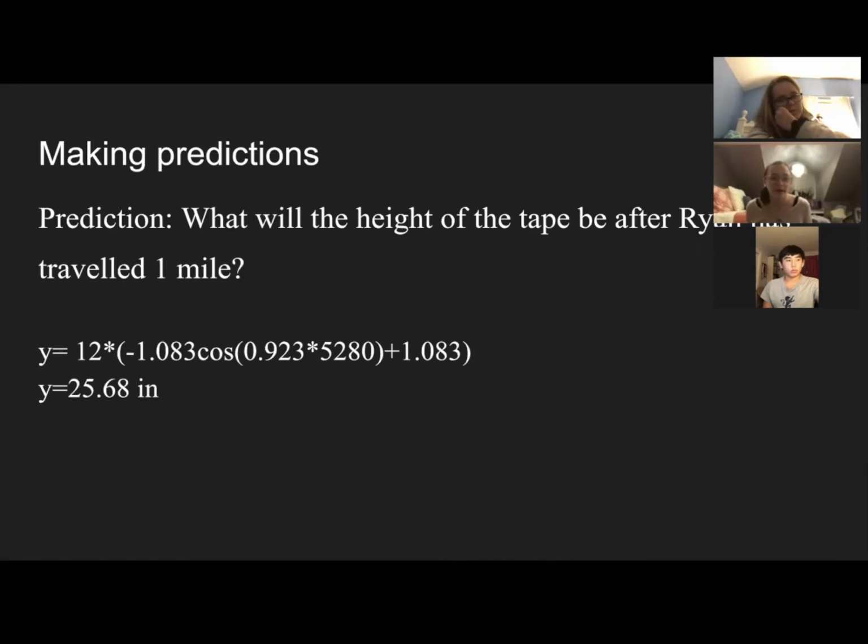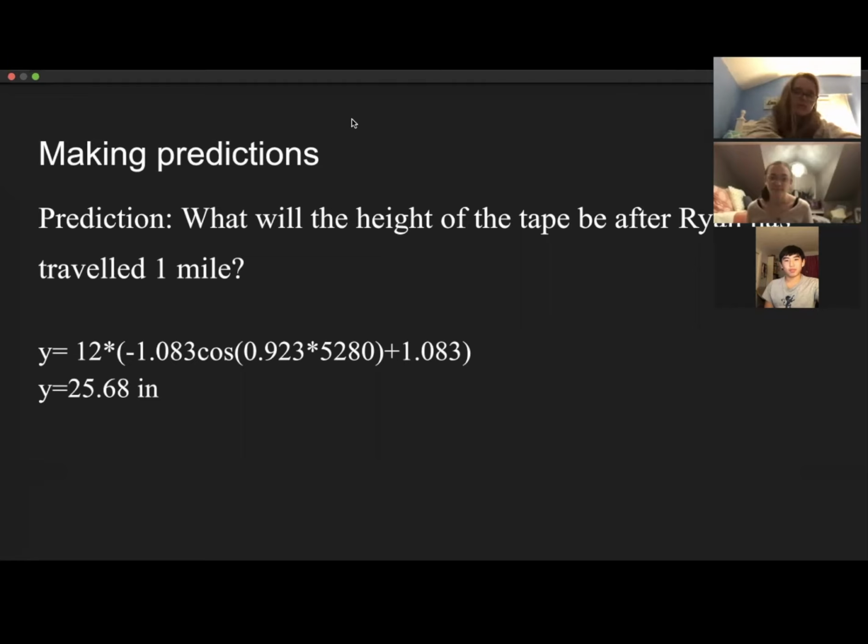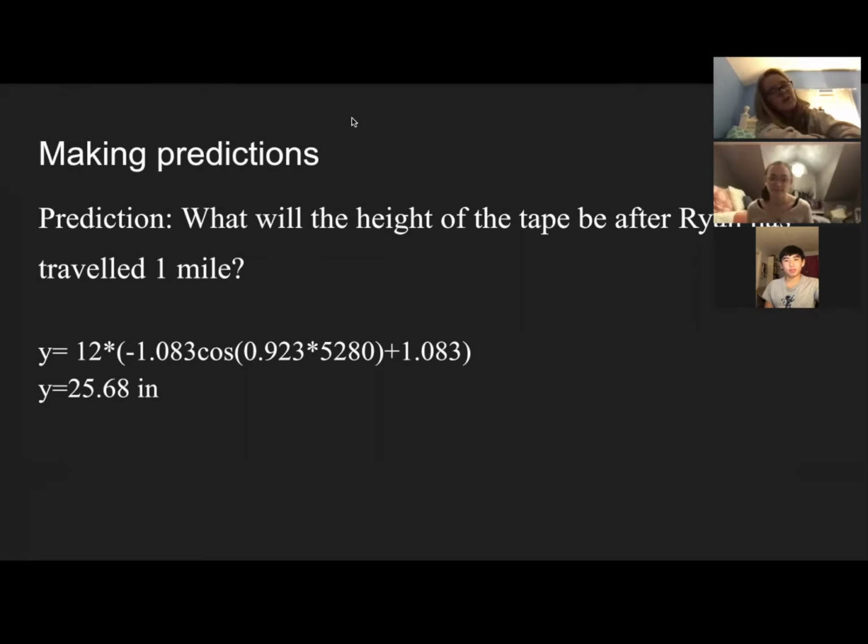So when making our prediction, the question was, what will the height of the tape be after Ryan has traveled 1 mile? We used the equation and plugged in 5,280 for x, because that is the number of feet in a mile. And we got y equals 25.68 inches for the height of the tape. So that was our trig function and how it applies in real life to bike riding, which everyone does. So really helpful.